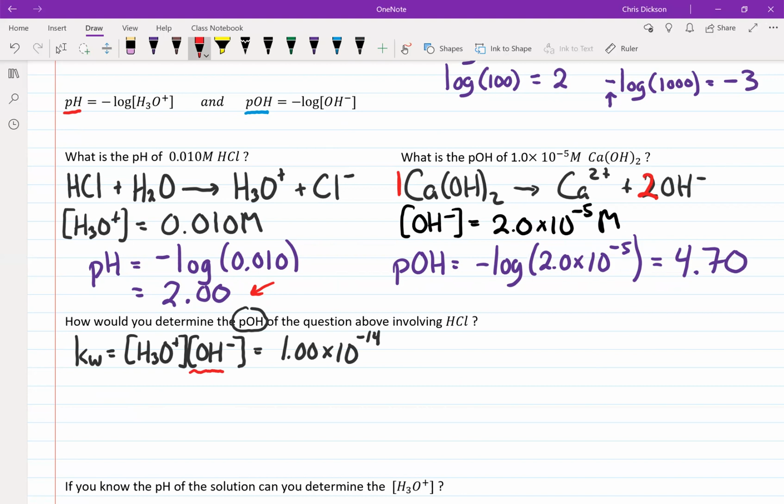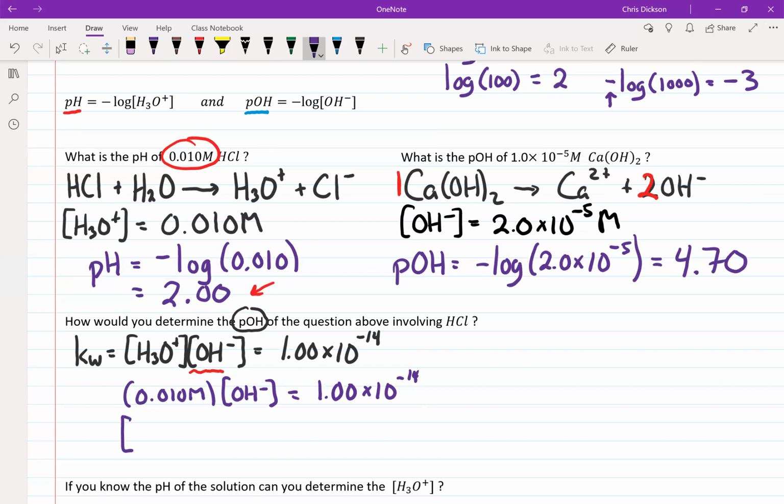And what we know in the question above, at least with the HCl, is we know the hydronium concentration was 0.010. So we could just plug that into the formula and then work with that to figure out the hydroxide concentration, and then from that determine the pOH. So let me put that number in here. This would be 0.010 molar, and you're multiplying that by the hydroxide concentration, and that still has to equal the Kw, assuming we're at 25 degrees Celsius here, which we kind of have to assume, otherwise we wouldn't be able to work with this question, or we'd have to be told what the new Kw value was.